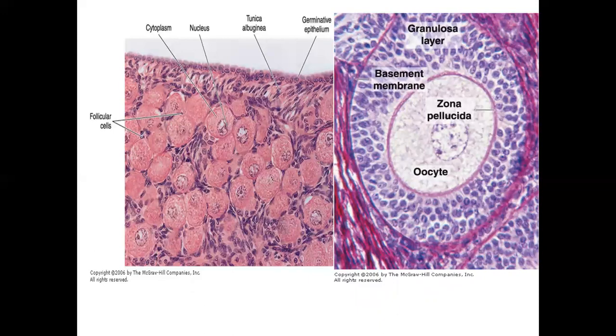Now looking at a more magnified part, on the left side you can easily distinguish a simple cuboidal lining, the germinal epithelium. Then below the germinal epithelium there is a connective tissue component which is the tunica albuginea, and just inside the tunica albuginea is the start of the cortex where there are all the primordial follicles. We have an oocyte with cytoplasm and an arrested nucleus, and this oocyte is surrounded by simple squamous follicular cells outside.